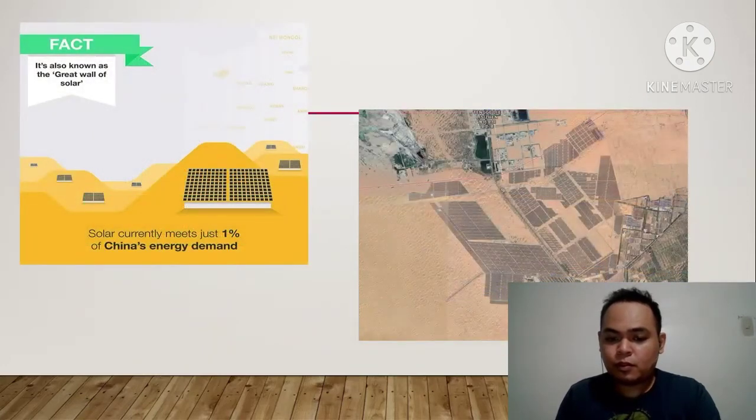Because 20% of China is desert, it makes a perfect home for solar plants like this one. Currently, solar power meets just 1% of China's energy demand, and the government is aiming to draw 20% of its power from renewable energy sources by 2030.